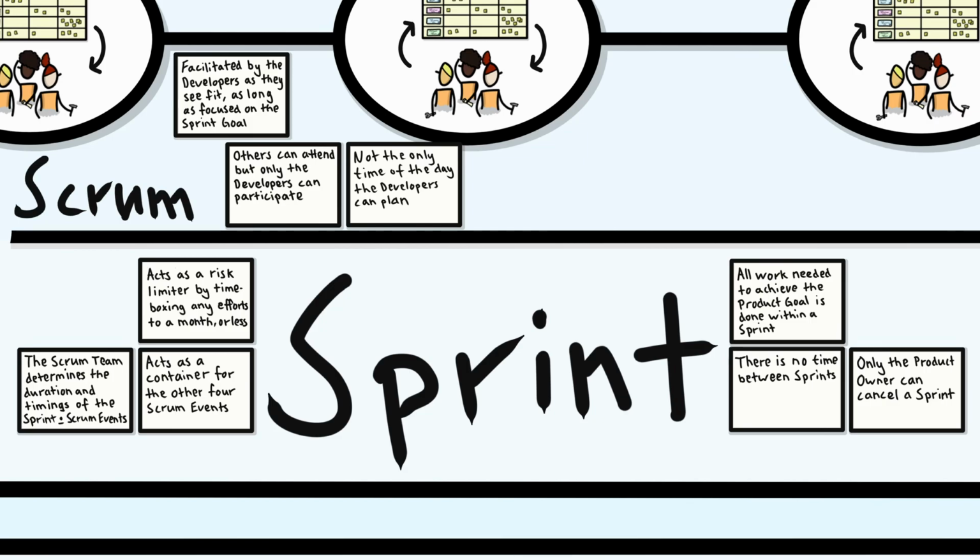The length and timing of the sprint and the events within are determined by the Scrum team. The sprint is the container event within which the other 4 events take place. And there is no time between sprints, meaning all the work needed to achieve the product goal has to occur within a sprint. Only the product owner can cancel a sprint.